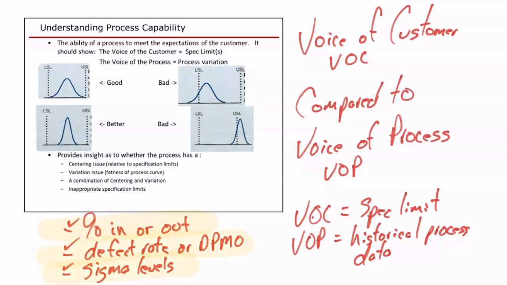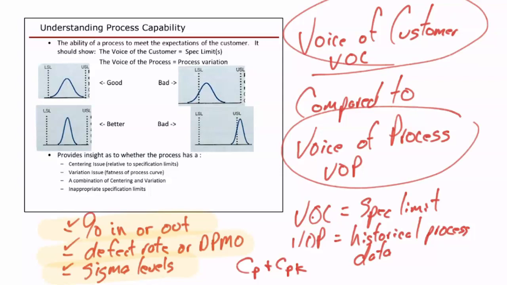But there is another way to measure process capability. They call it process capability, but they use a variable designation called CP and CPK. And we'll take a look at this fourth technique for comparing the voice of the customer to the voice of the process. We'll take a look at that next.